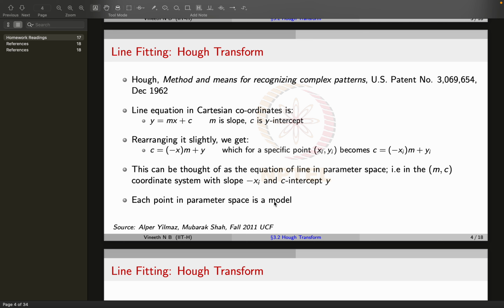So any line in my Cartesian coordinate space, the xy space, is actually a point in the parameter space. And any line in the parameter space turns out to be a point in my Cartesian space.